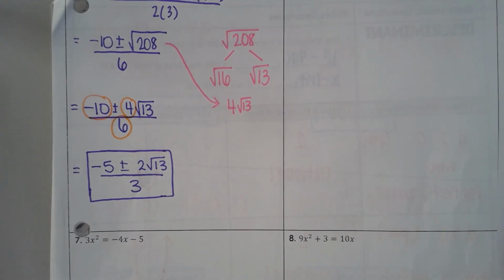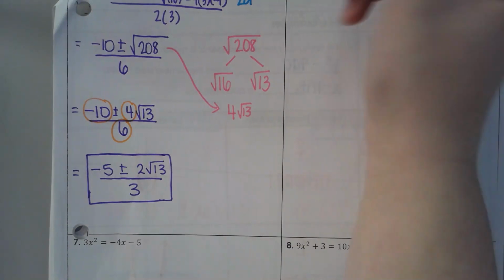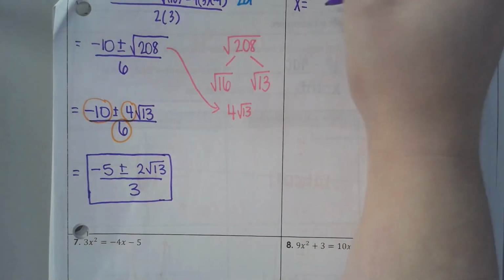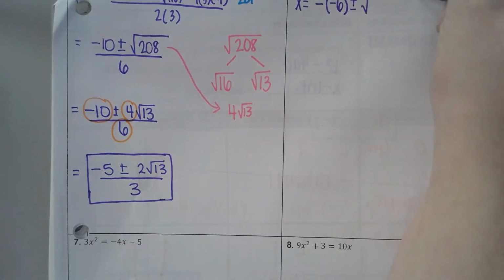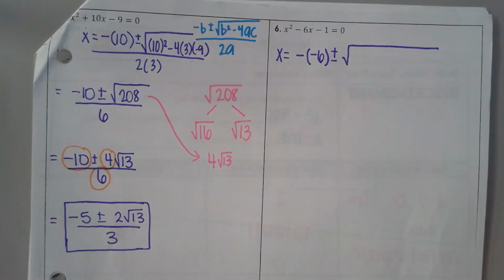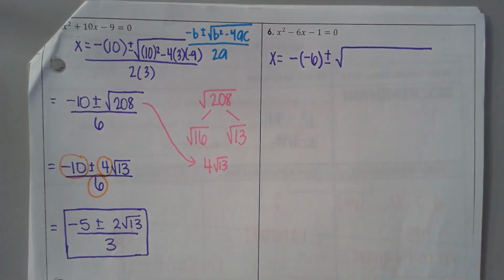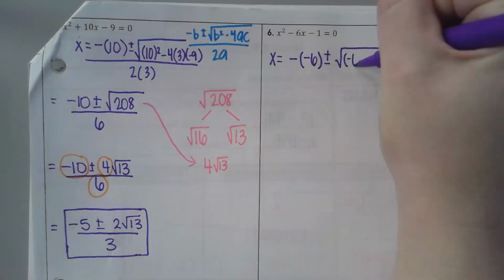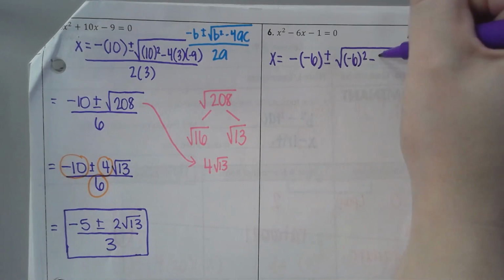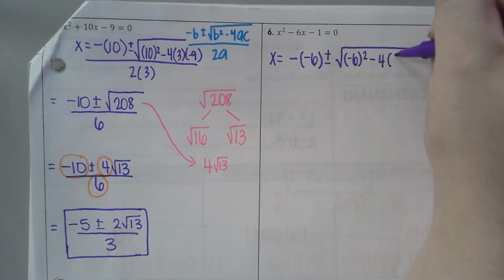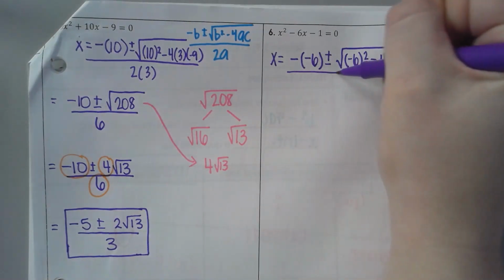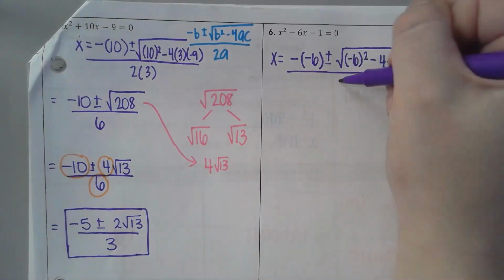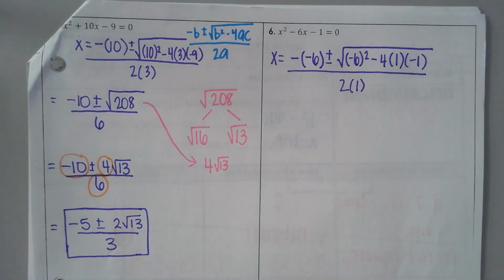Let's look at number 6. Negative, and then I have negative 6 plus or minus the square root of negative 6 squared minus 4 times 1 times negative 1. All over 2 times 1.